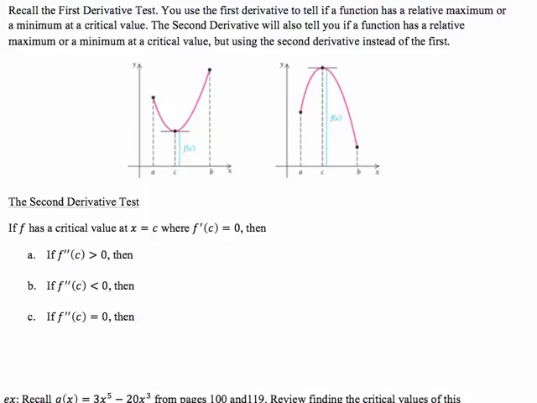In this video, we're going to look at the second derivative test. So we know that the second derivative is positive where a function is concave up, and that the second derivative is negative where a function is concave down.